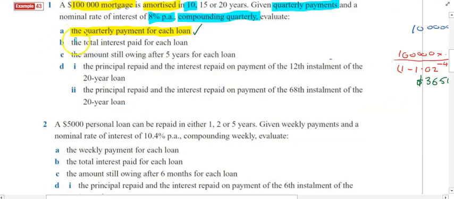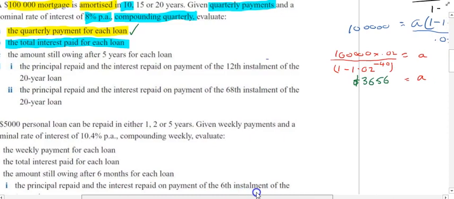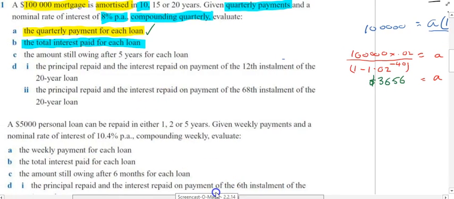So part 2 here, it says the total interest paid for each loan. Now obviously they're saying 10, 15, 20-year loans. I'm just going to do the 10-year loan, so we're only going to work through one section here. This is like 3 questions in one. Now this is super straightforward, and if you really stopped and thought about it for a moment, you could calculate it without any kind of formulas at all, and that's pretty much what we're going to do.